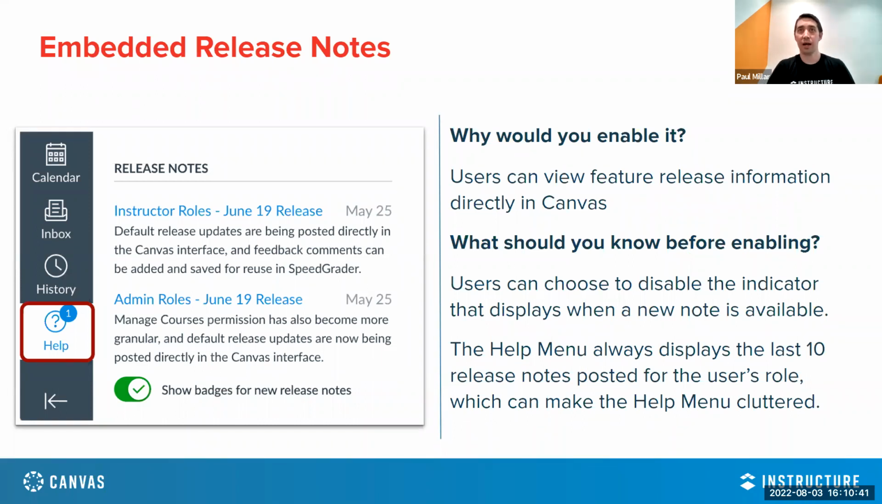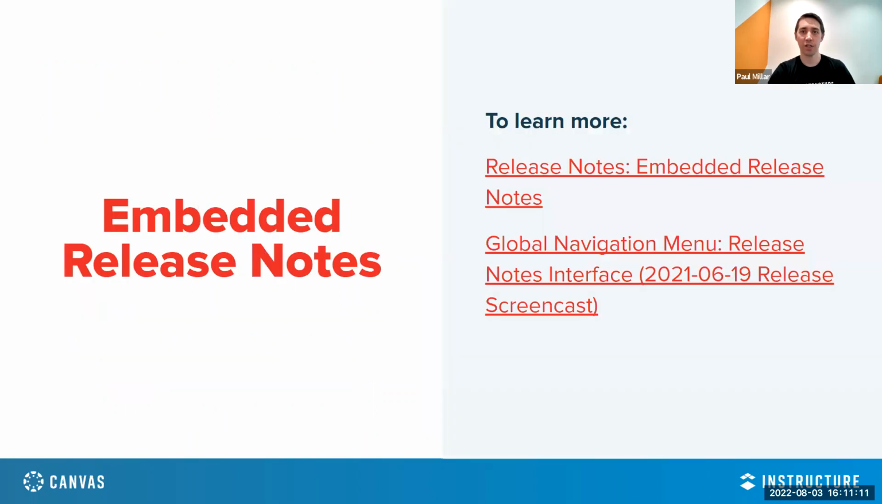You can basically disable that badge, where the little one is on the screen, which shows whether new release notes are available or not. But the help menu will always display the last 10 release notes posted for that particular role, which means it can get a little bit cluttered in that help menu if you don't turn it off. And here is some more information that we have on that.